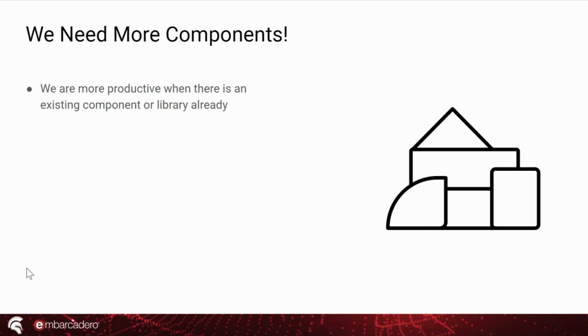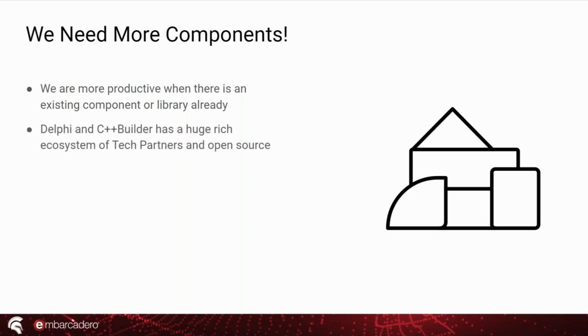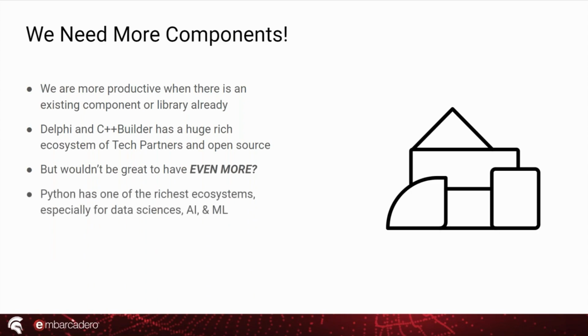And that's one of the things I love about Delphi, is all the great components, and it makes it easy to get a lot of stuff done quickly. There's a huge ecosystem of tech partners, open source components, and libraries out there. But it would be awesome to have even more. Say what you will about Python, it has possibly one of the richest ecosystems of components and libraries out there, especially for data science, AI, and machine learning. Realistically, if you say you're working in data science, AI, or machine learning, you're probably saying you're working in Python. That's just where it's at today for those technologies.